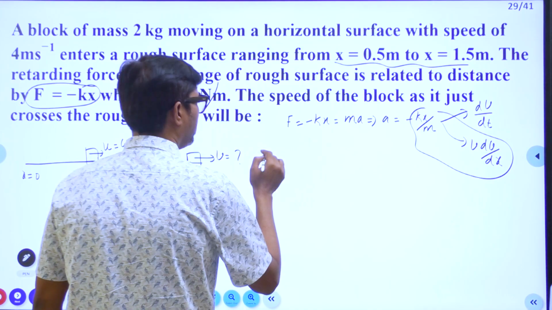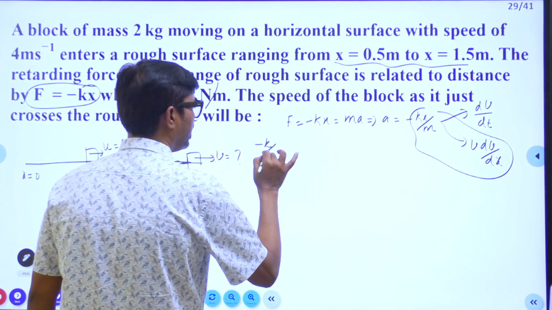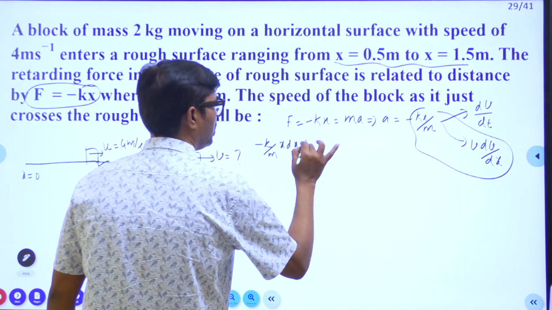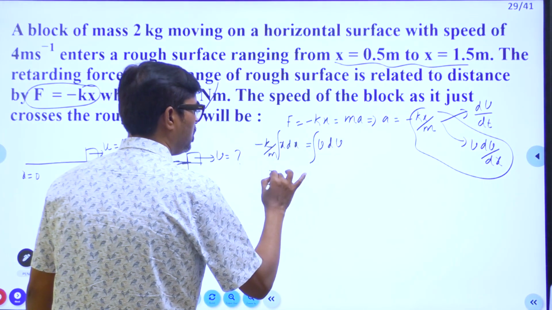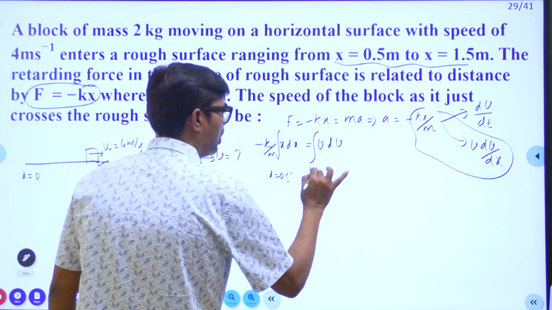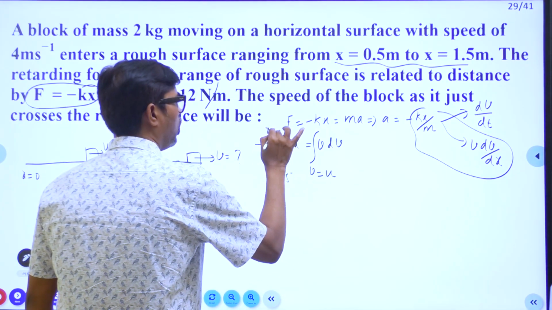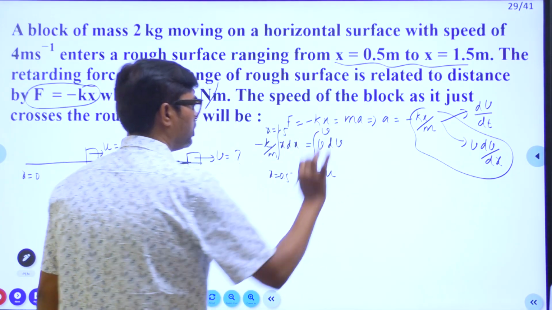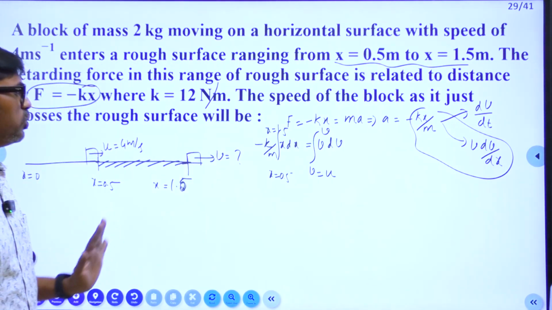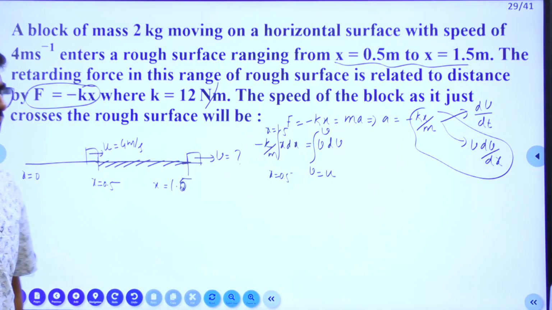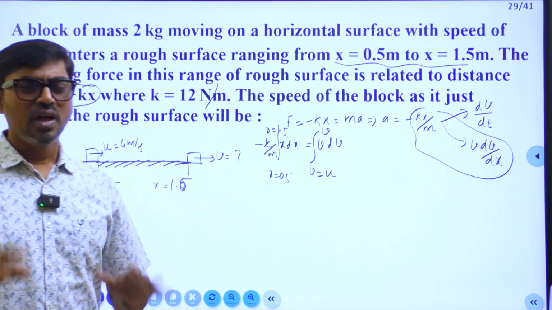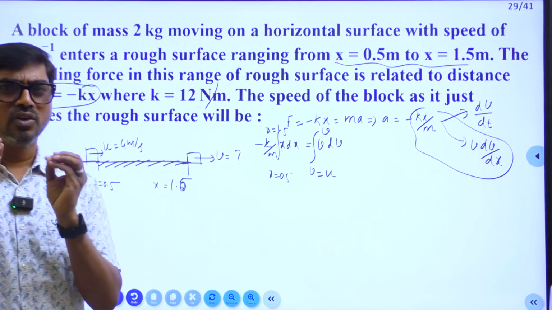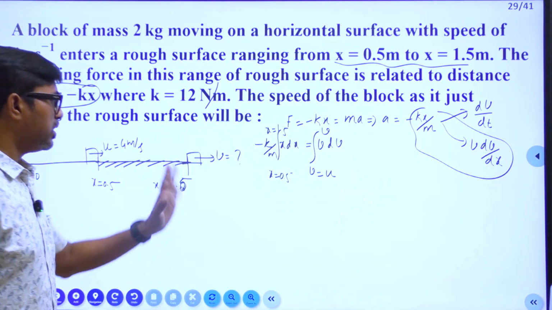Then rearrange the terms. What will you get? Minus k by m into x dx is going to be v dv, and integrate. When x is equal to 0.5, v equal to u. When x is equal to 1.5, what is v? Everything is available there. You can integrate it and get it. I'm not doing the calculation part of it. I request you to do the calculation part. I would like to spend more time on giving logic and ideas. Okay, this is one method.